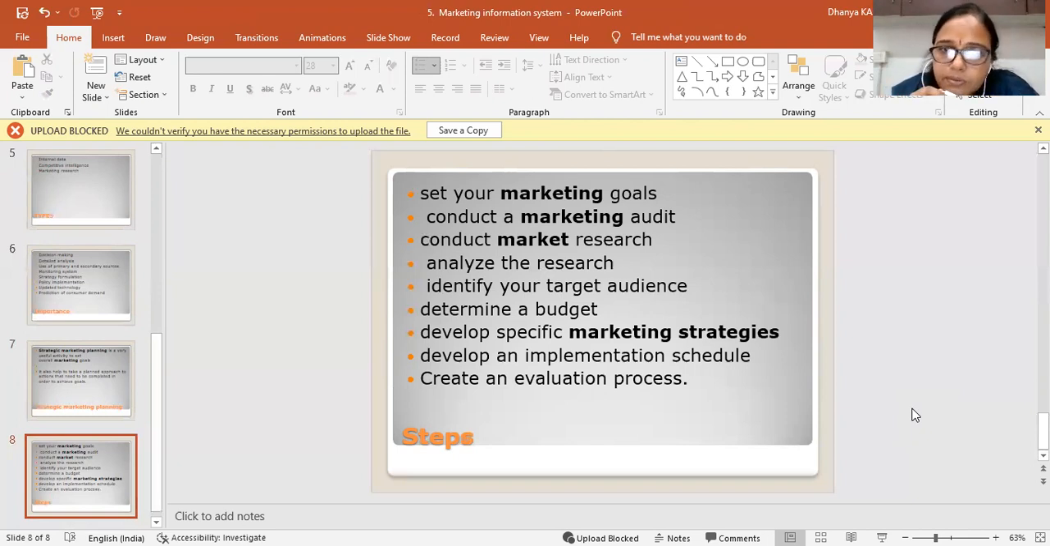And the steps involved in strategic planning are, as we mentioned in the marketing information system, here also there will be certain goals that are set by the company. Those are the marketing goals. Then we have to conduct a marketing audit. Then a marketing research will be conducted, and a detailed analysis of this research will be done, by which you will identify the target audience. Since we are doing marketing planning, to develop a proper strategy the target audience will be identified, and you will determine a budget.